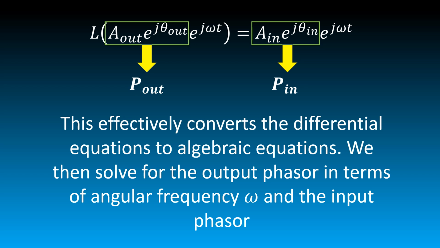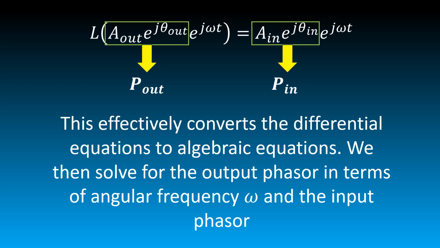And this is because when you're working with differential equations, when you take the derivatives of e to the j omega t with respect to time, you'll get these powers of omega that pop out of that differential operator. And so you'll be working with algebraic equations instead. So that's pretty cool. And then we solve for the output phasor in terms of angular frequency, omega, and the input phasor, as I was saying, that we will have the transfer function multiplied by the input phasor to get the output phasor.